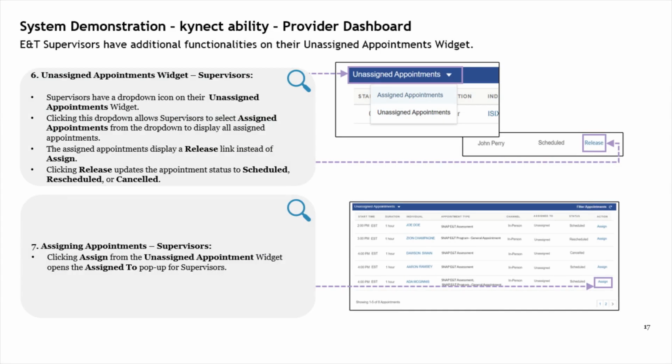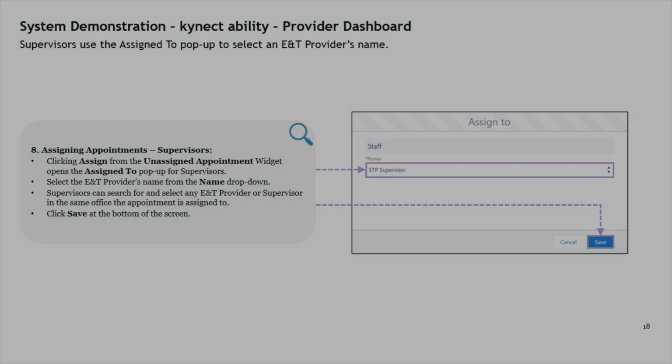ENT supervisors have additional functionalities on their Unassigned Appointments widget. They may click the Unassigned Appointments arrow beside the header to select whether they would like to display all assigned appointments or all unassigned appointments. The assigned appointments display a release link instead of an assign link in the Action column. Clicking the release link automatically updates the appointment status to unassigned. Likewise, clicking the Assign link under the Action column from the Unassigned Appointments widget opens the Assign To pop-up for supervisors.